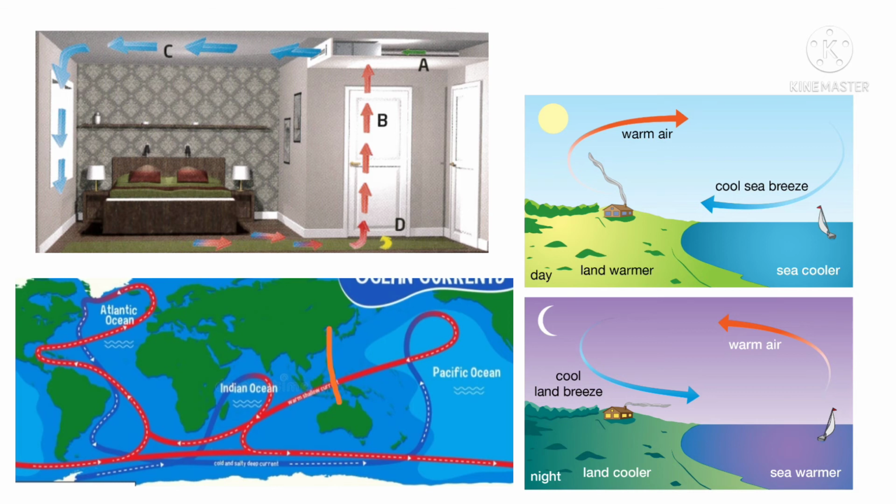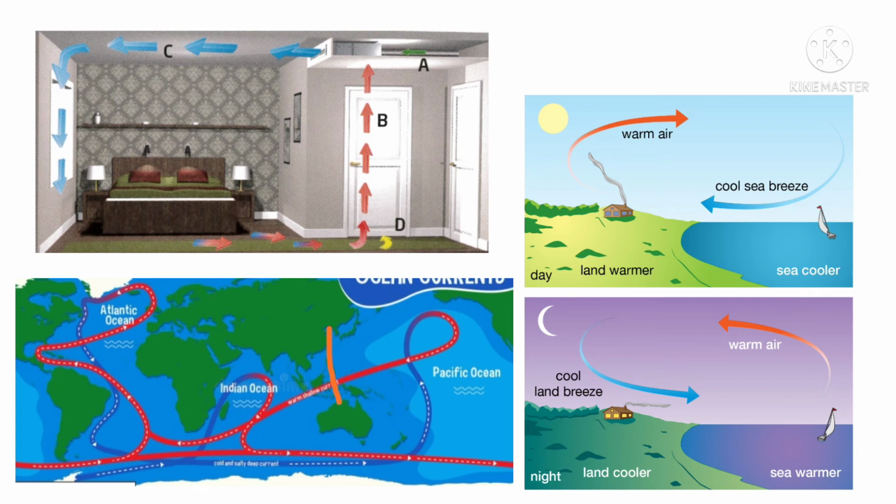Now, after sunset, what is happening? The sea stays warm. As a result, the air over the sea is warmer at night. The air over the sea, being warmer, rises up, and cooler air from the land starts moving towards the sea to take its place.